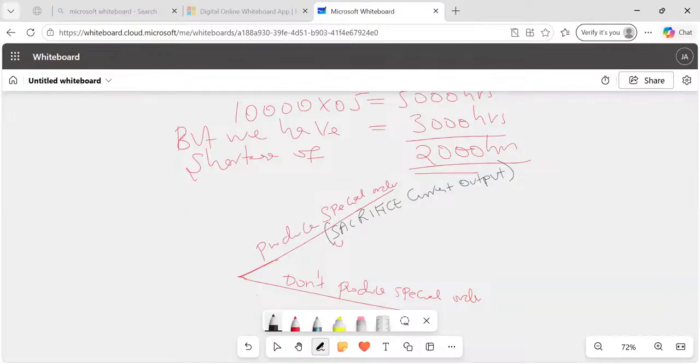So we are saying there, and the students must write this: because there is no overtime allowed, the shortage of 2,000 hours must come from normal production. I repeat, because there is no overtime allowed, the shortage of 2,000 hours must come from normal production.